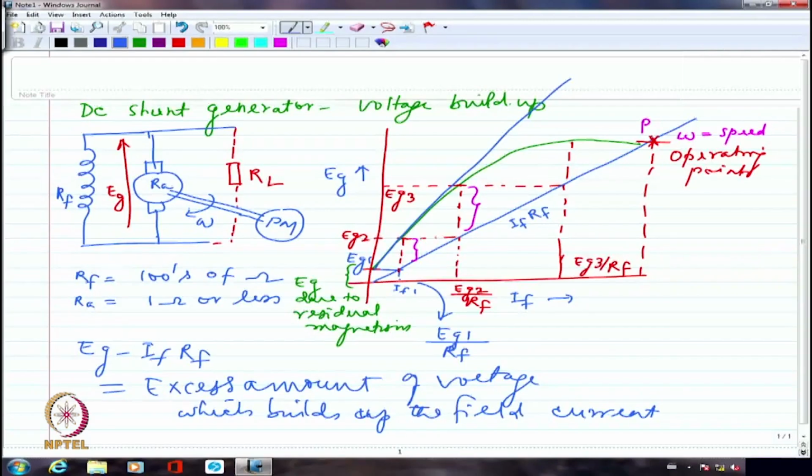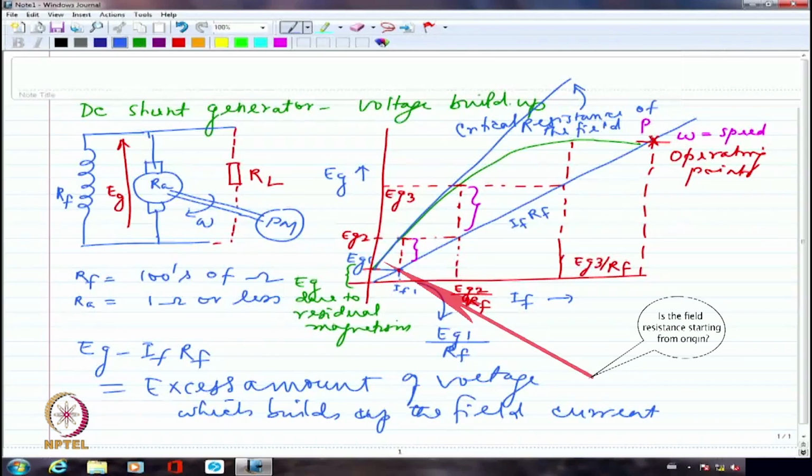So, this particular resistance value, this is the IF-RF line, I told you. The slope of this line basically is going to give me whatever is the resistance value. So, if I measure the actual slope of this particular line, which is tangential to the curve OCC, I call that the critical field resistance, or critical resistance of the field circuit. If the resistance is below this, we can have voltage buildup.